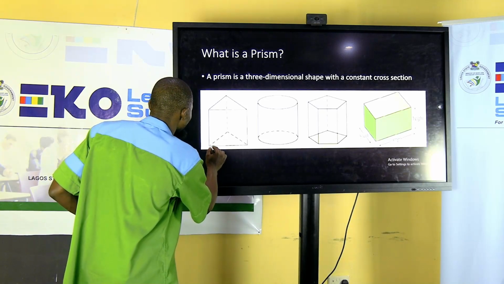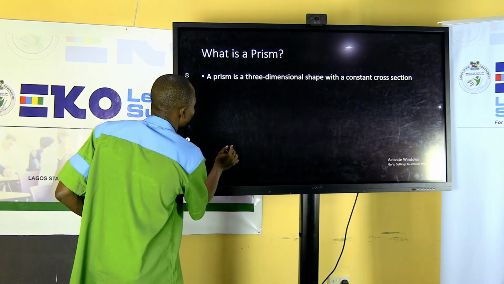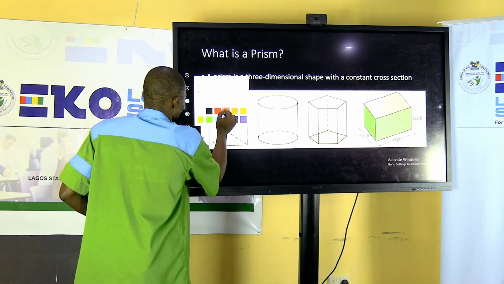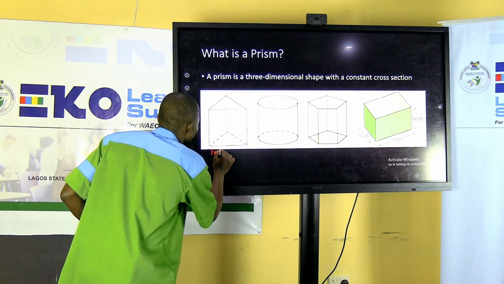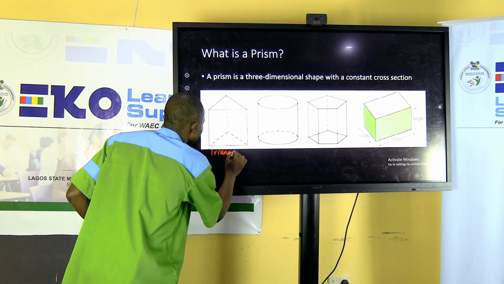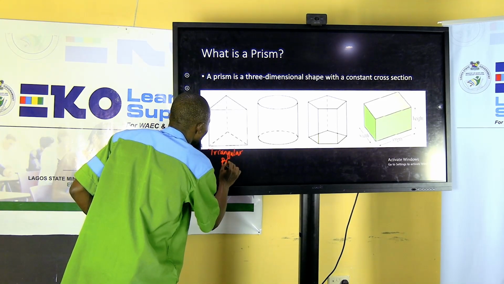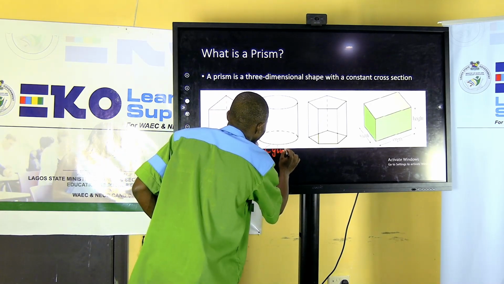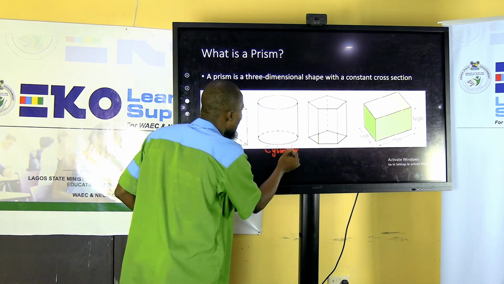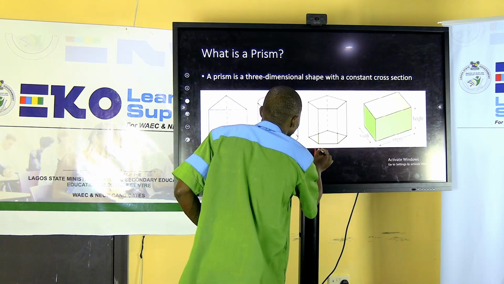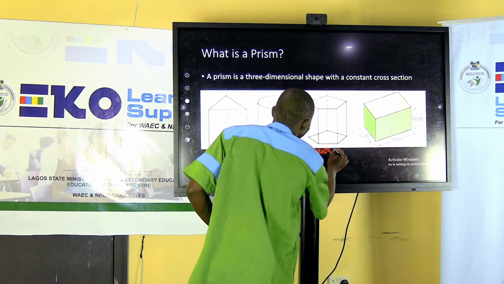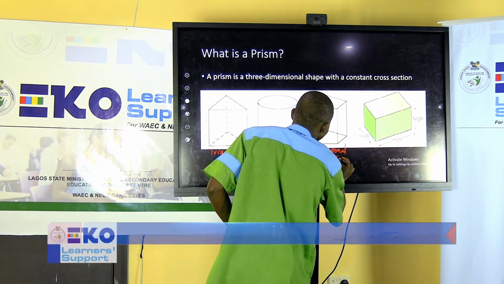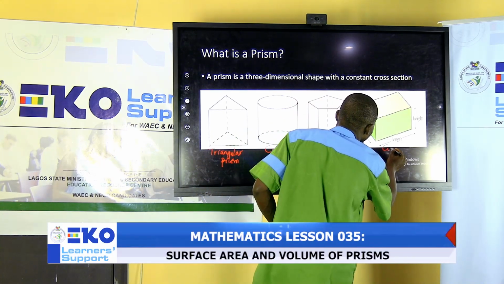Like I said, I call this a triangular prism. This is a cylinder, which is the same thing as a circular prism. This is what? A pentagonal prism. And the common name that we have for this is what? A cuboid.